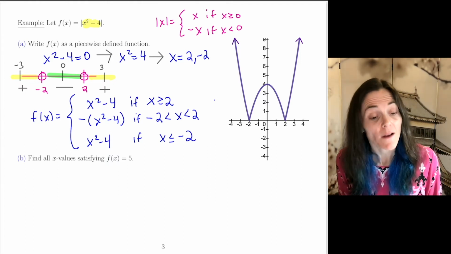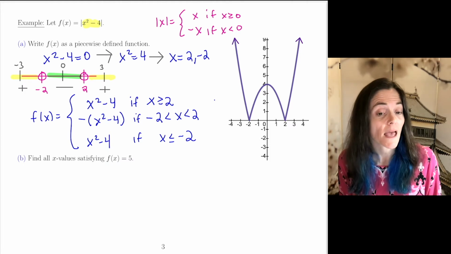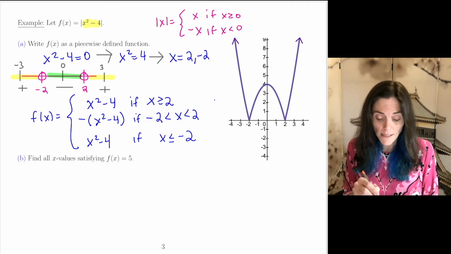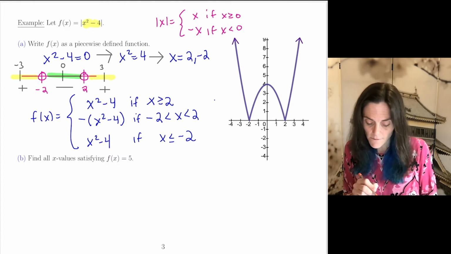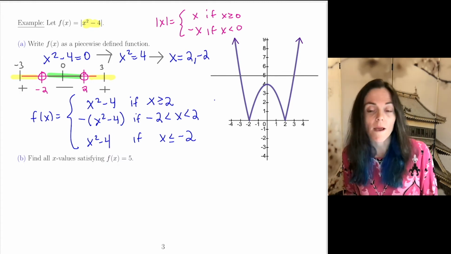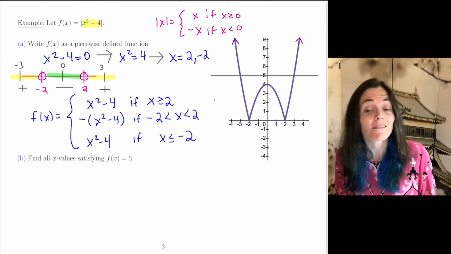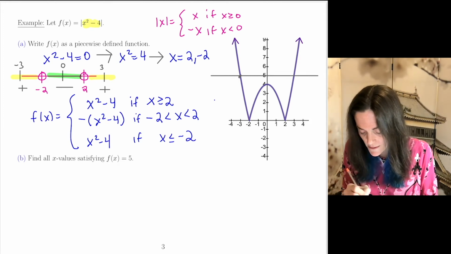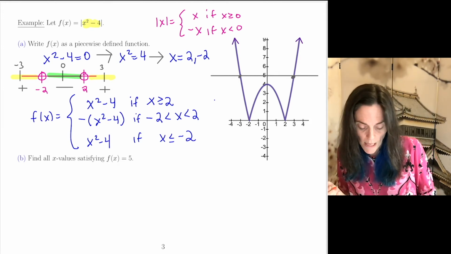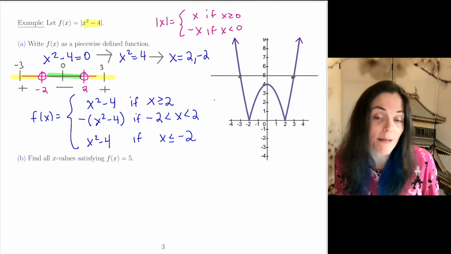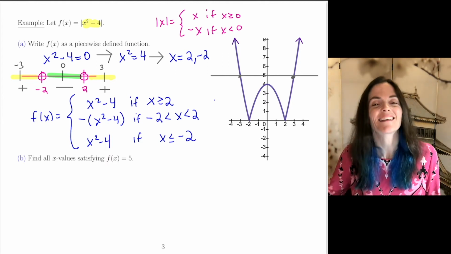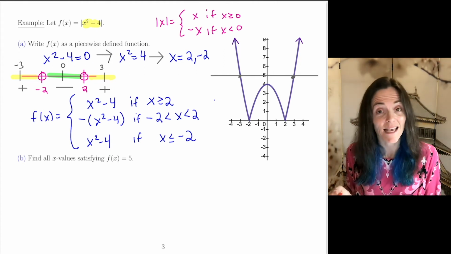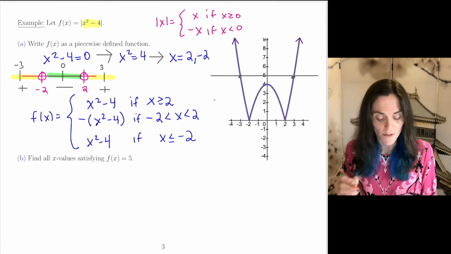Well, letter B, find all x values satisfying f of x equals 5. We could look at the graph. In fact, let me just add a line to the graph. There's y equals 5. Just looking at the graph, I am expecting 2 answers here and here. And eyeballing it, it looks like 3 and minus 3, but I'm going to do this algebraically without just reading points off of the graph, because this is a very nice exercise working with absolute values.